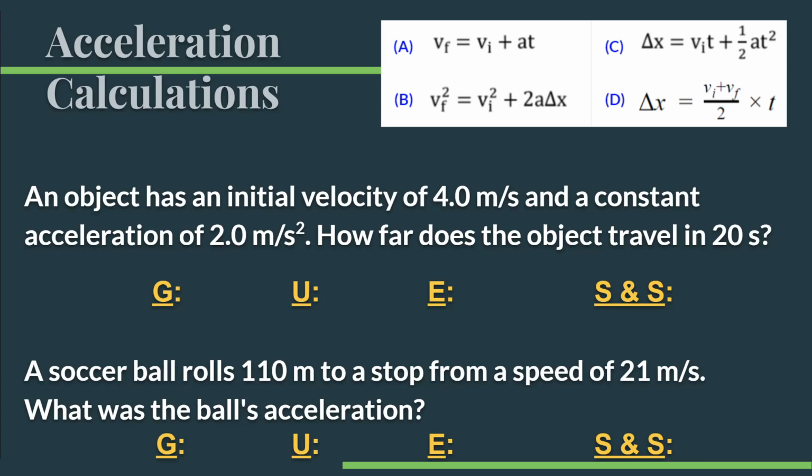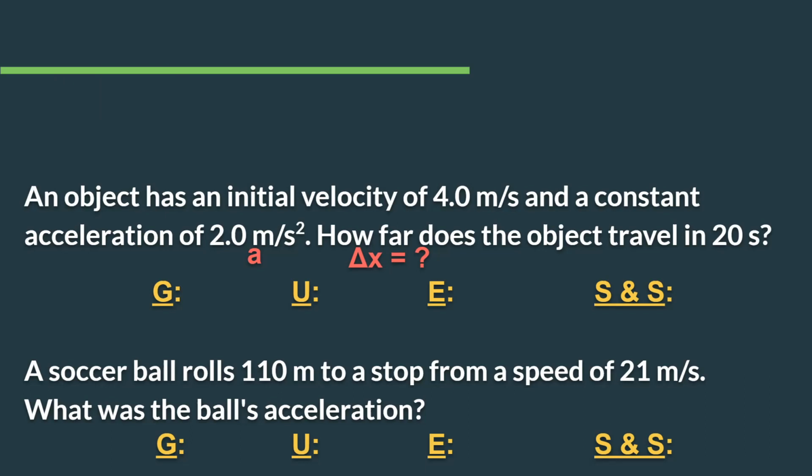Okay, so I was really nice with this one because I kind of labeled it for you by the way I worded it. An object has an initial velocity of 4.0 meters per second. That's obviously VI. It's labeled for you. And a constant acceleration of, again, I was nice there. There's my A. So you have VI and A. How far? What does that mean? Delta X. I'm looking for delta X. How far? Delta X question mark, that's my unknown. How far does the object travel in 20 seconds? That is, of course, time.